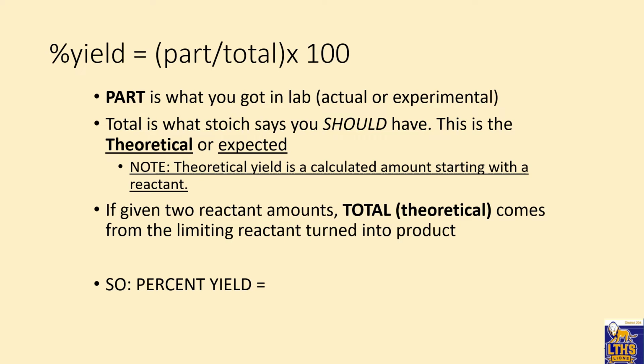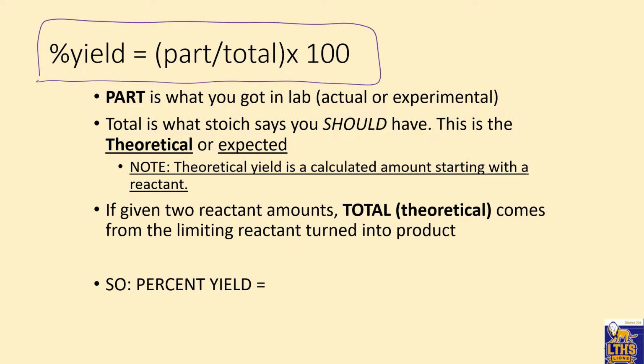You've seen it before, but now we've talked about it a lot, and we're going to pull it all in. So percent yield is the part over the total. That's any kind of percent. It's always part over total times 100. So what is the part when we're talking about percent yield? Part is what you got in the lab. So it's the actual amount of product that you made in the experiment. So say you made a white solid, it's the mass of the white solid you made in the experiment. Okay, that's part.